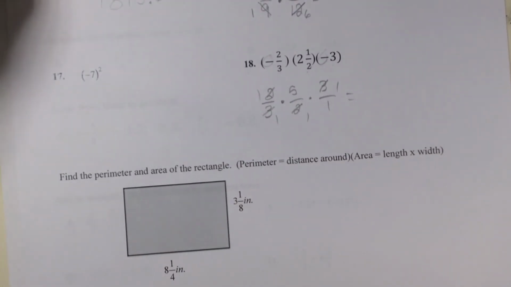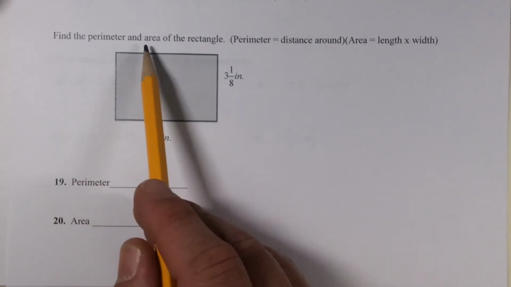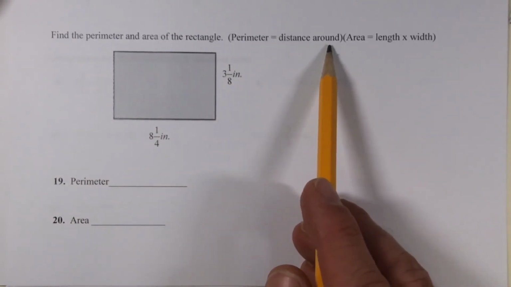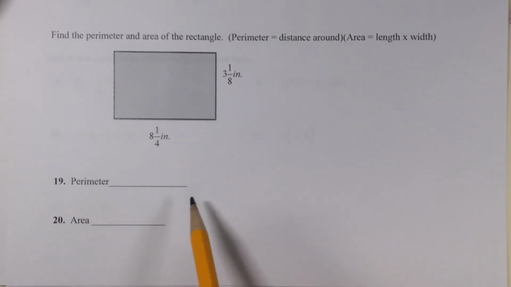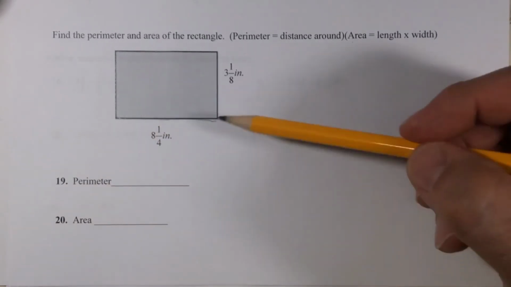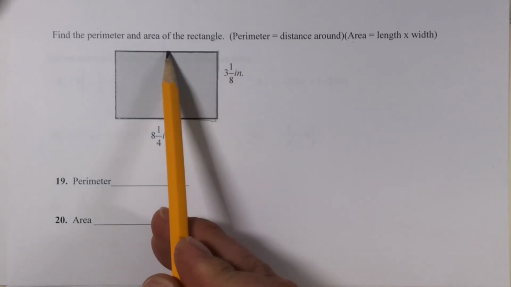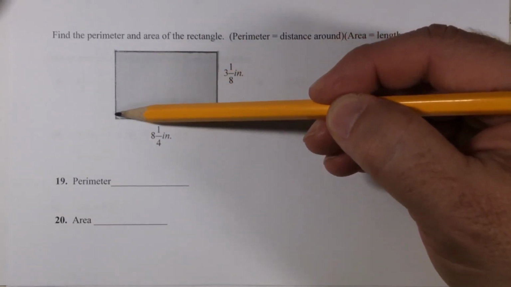The last two problems, 19 and 20, have to do with this shape right here. It says find the perimeter and area of the rectangle. And remember, perimeter equals the distance around. Area is length times width. So for perimeter, we have to add the whole distance around, which means 8 1/4 plus 3 1/8 plus another 8 1/4 plus another 3 1/8.